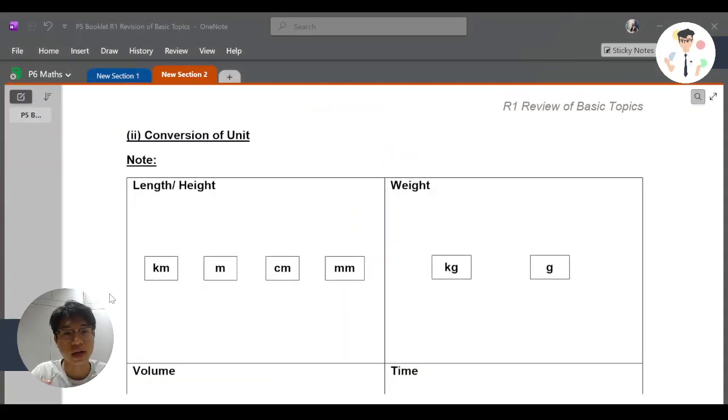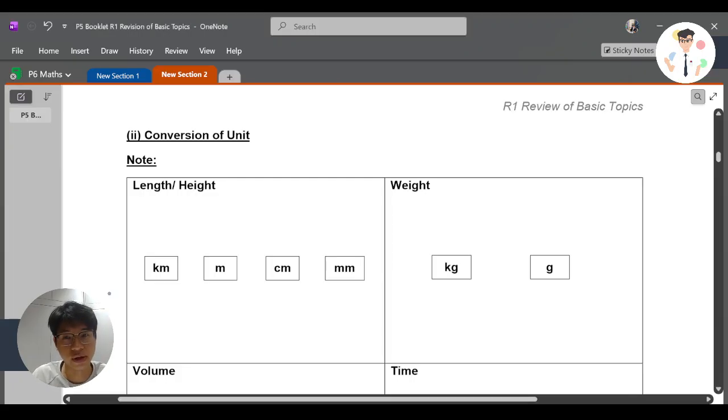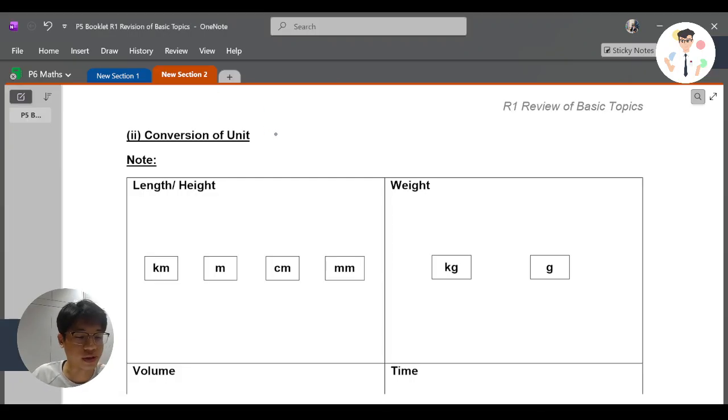Welcome back to digital class, and now we're looking at the second topic here, the conversion of unit. Before I start explaining all this, I need to remind you of something very important: how to multiply by tens, hundreds, thousands, and also divide by 10, 100, and 1,000. For example, 6 times 10. I believe most of you know how to do this. 6 times 10 is 60.